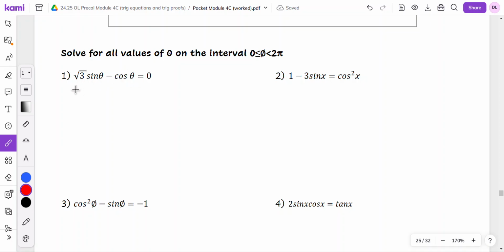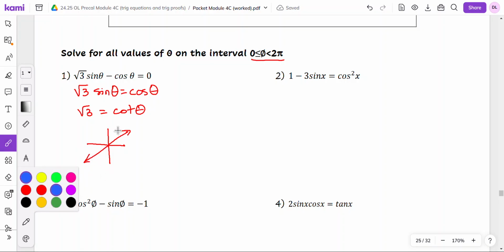If I look at this, I could rewrite it as the square root of 3 sine of theta is equal to cosine of theta, which means that the square root of 3 is going to be the cotangent of theta, because cosine divided by sine is cotangent. If I'm looking on the interval from 0 to 2 pi, I know that the cotangent is going to be positive in the first quadrant and in the third quadrant.